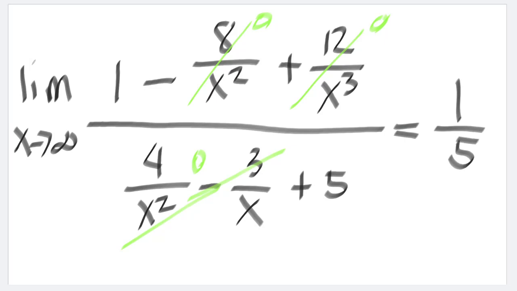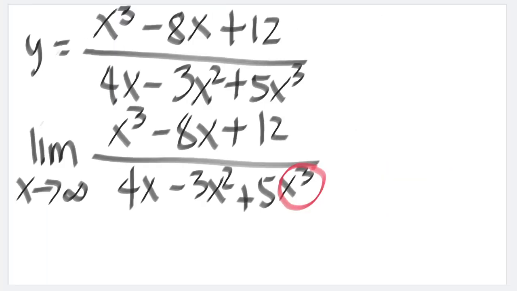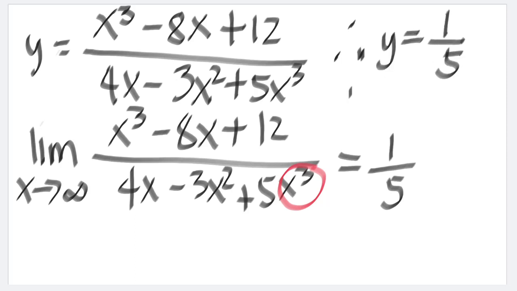So therefore, for this function, we know that this is 1/5. Therefore, y is equal to 1/5 is the horizontal asymptote. I hope that this is clear to you, so that we may now proceed to the next example.